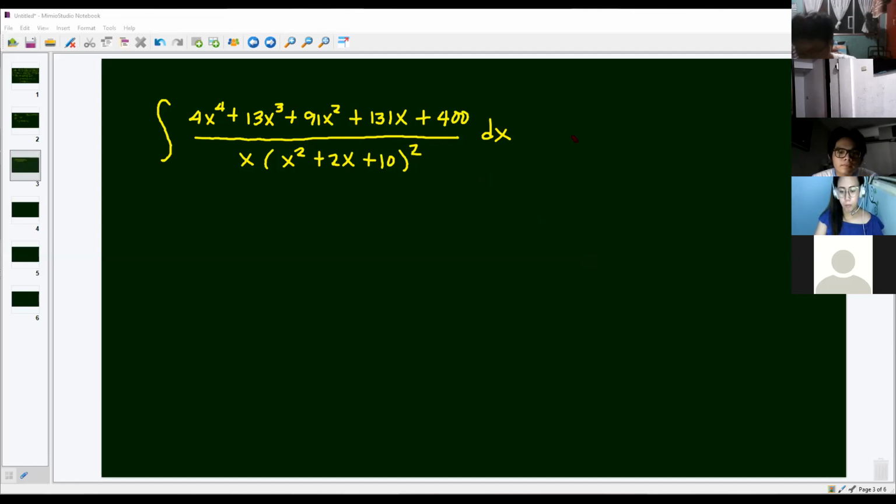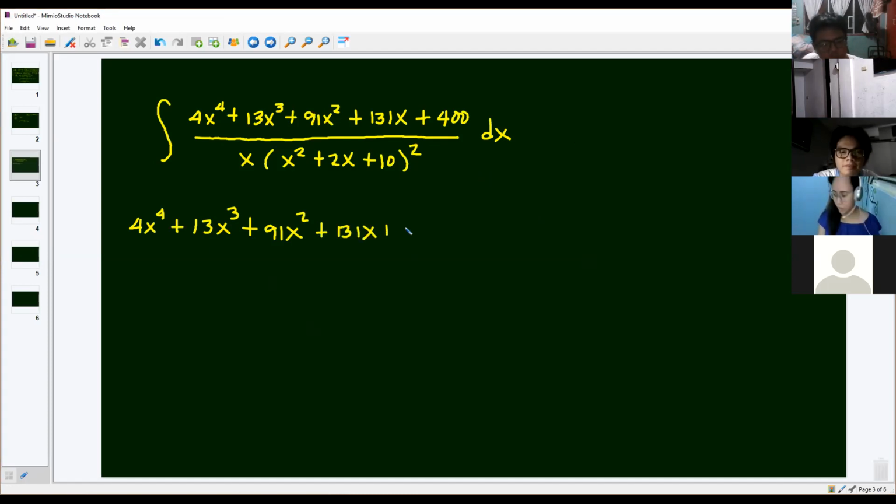Tulungan niyo ako sa mga nakakuha na. Hindi ko pa ito sinusolve. Kinalkyo ko lang kung tama ang sagot niyo. Okay. Of course, we will always start with the correct setting up of the partial fractions. So 4x to the fourth. Rekta ko na ng LCD 13x cubed plus 91x squared plus 131x plus 400.